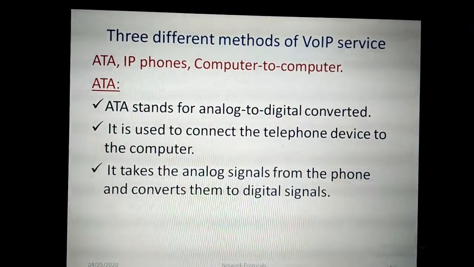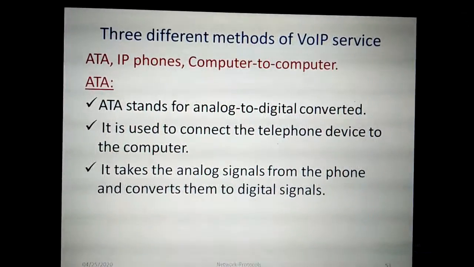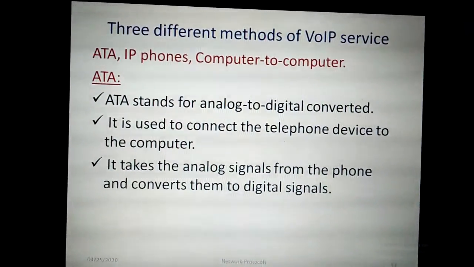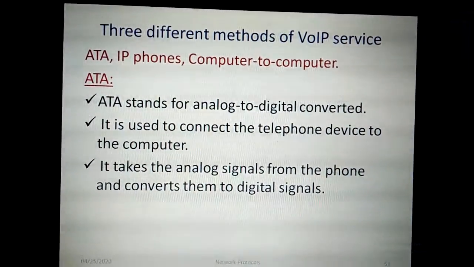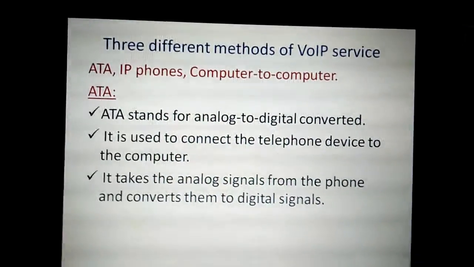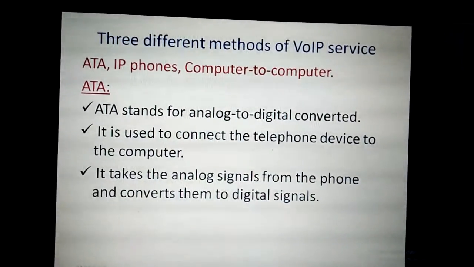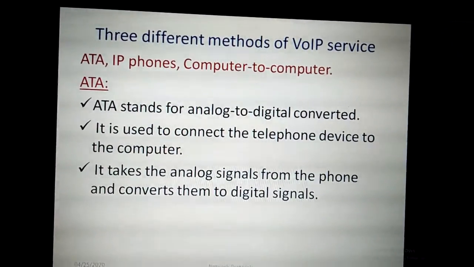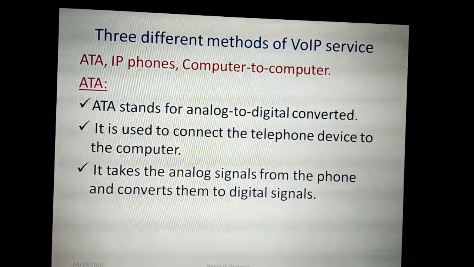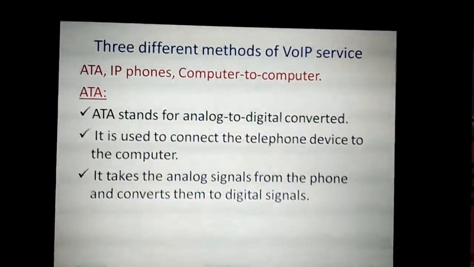So what are the three different methods of VoIP service? We can use the ATA method, IP phones, or computer to computer. These are the three methods of using this VoIP service. That means VoIP protocols are involved between computer to phone, IP phone to another IP phone or another computer, and computer to computer. So in three ways we can use this VoIP service, which we will see in a diagrammatic way.